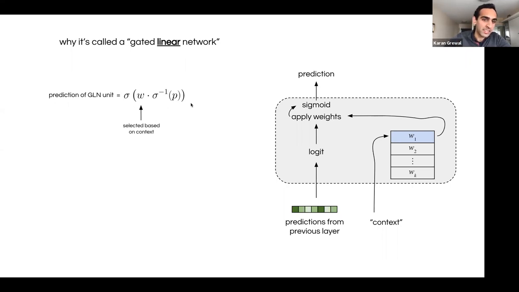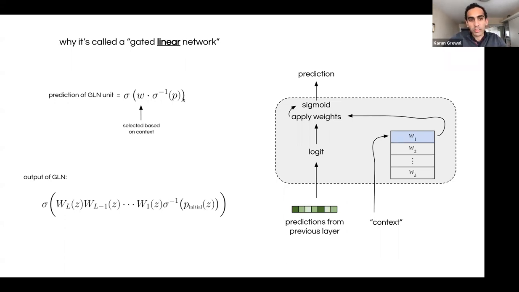The reason they're doing this is to get a nice property. This is the output of one particular unit, but if you write this in matrix form and unroll it all the way, since P is the output prediction from the previous layer, and this is the one from the current layer, the output can be expressed as a sigmoid of a product of matrices. Those matrices are all data dependent, because whatever the global input Z is determines what the matrix in each layer should be. So once you know what the global input is, this condenses down to just one matrix and the sigmoid of that.